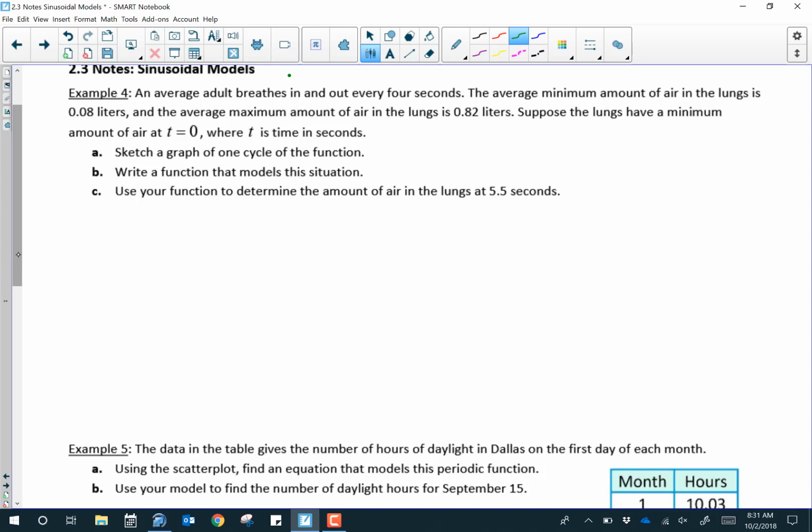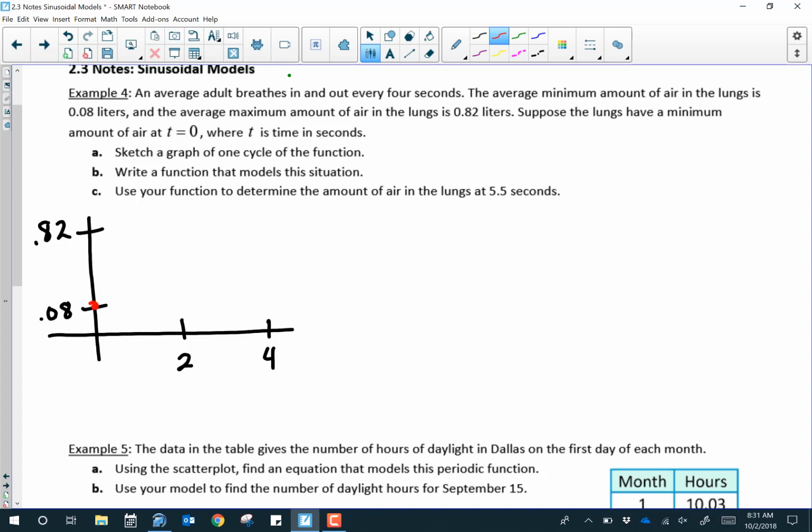Okay, so the period is 4 seconds, and we're going to pretend that at time 0 we had a minimum. So let's sketch this. We're only looking at the first quadrant. We have a period of 4. I'm going to label that middle point of 2. So at time 0, we have a minimum of 0.08. And then we have a maximum of 0.82.